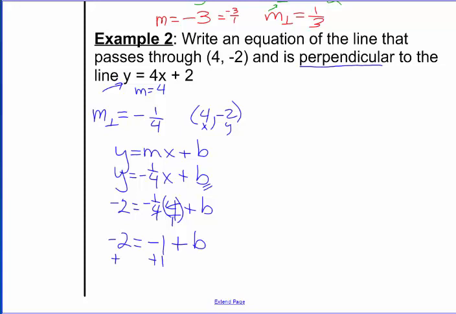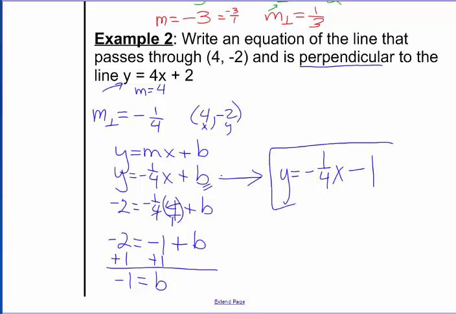Then add 1 to both sides. So -1 is equal to b. So b is equal to -1. Now we're going to write our final equation. So we're going to finish this equation that we started. So y equals -1/4 x, and my b value is -1. This line is perpendicular to the line that we were given before. So that's our answer. Y equals -1/4 x minus 1.